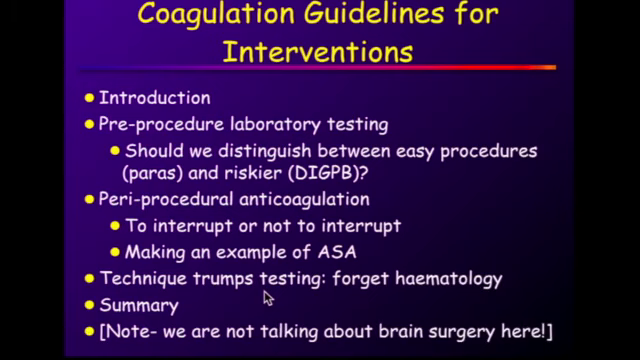We'll be talking about pre-procedure laboratory testing and should we distinguish between easy procedures like paracentesis and riskier procedures like deep image guided percutaneous biopsy. Then we'll move on to periprocedural anticoagulation and we'll make a particular example of aspirin. A major theme of this talk is that how you do the procedure is much more important than the underlying hematology, and then we'll sum up.